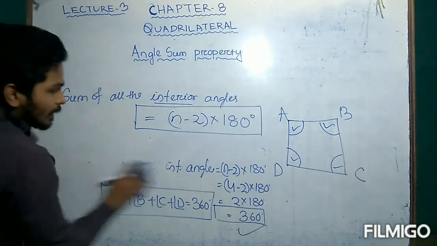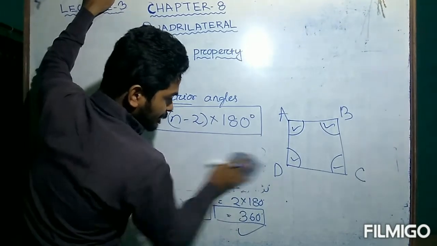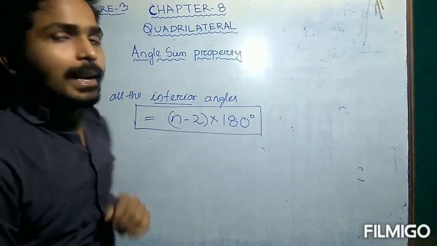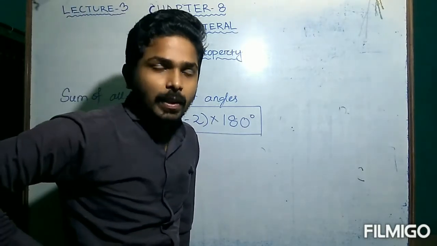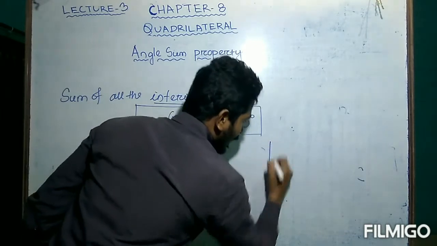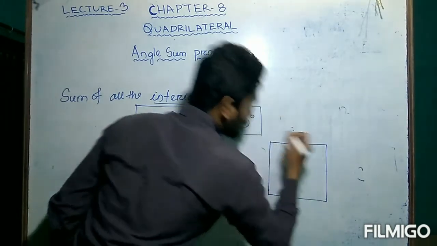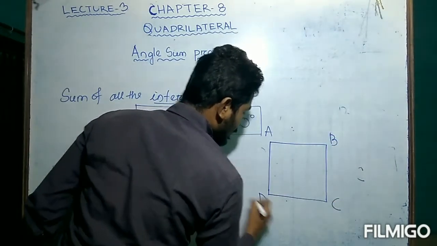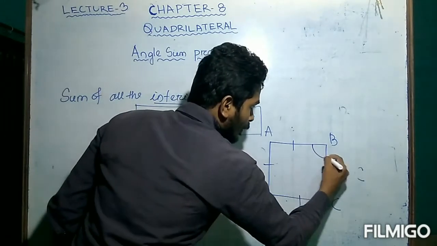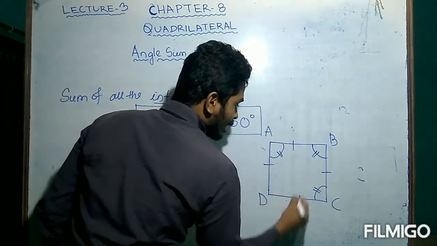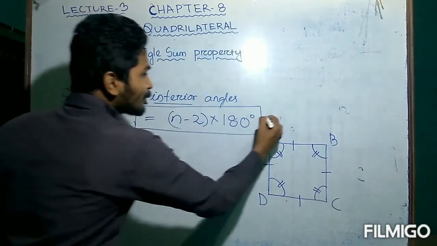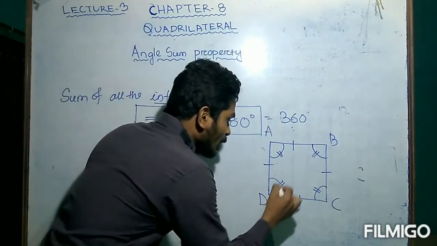Okay, let's erase it. Let us first draw a regular quadrilateral. What do you mean by a regular quadrilateral? A quadrilateral in which all the four sides are equal as well as all the four angles are equal. That is known as a regular quadrilateral. If it is a regular quadrilateral ABCD, since it is regular, all the sides are equal as well as all the angles are equal. Clear? Now, as you know, the sum of all the interior angles is 360 degrees. This is clear.